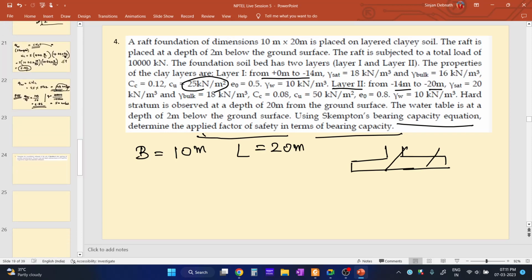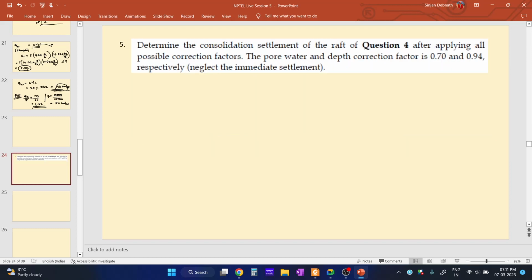In question number 4, we found the Skempton's net ultimate bearing capacity. In this question number 5, we have been asked to find out the consolidation settlement of that raft. So let me just draw that problem once.